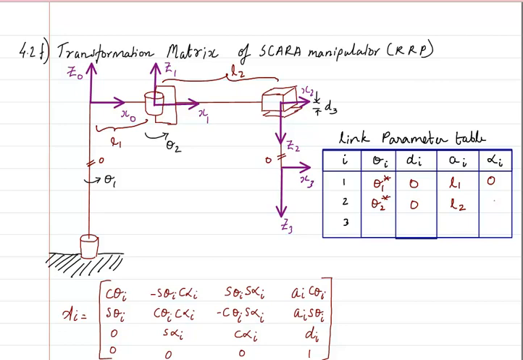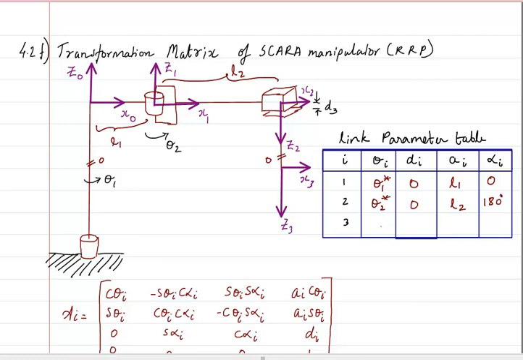So I have to move with respect to x2, clockwise or anti-clockwise. Both are 180 degrees, so I will take anti-clockwise. I will have to move Z1 by 180 degrees, so this is plus 180 degrees.